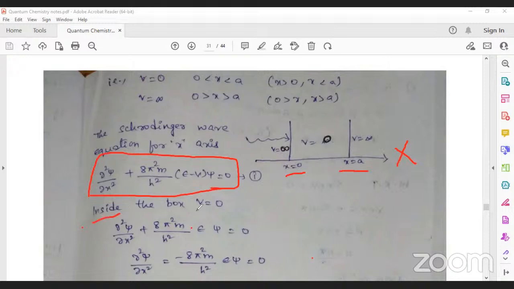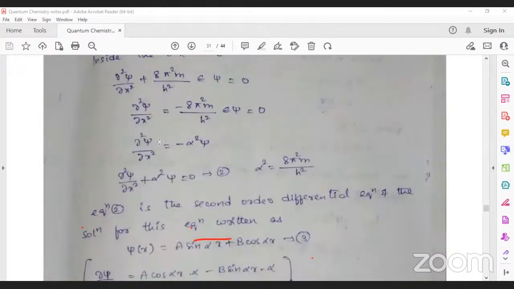Inside the box, the potential V becomes 0. Therefore, this V becomes 0. We'll get this equation, right? And further, we simplify that equation, where the potential V is equal to 0. Therefore, we can get a second order differential equation. So this is the equation here, V is equal to 0.